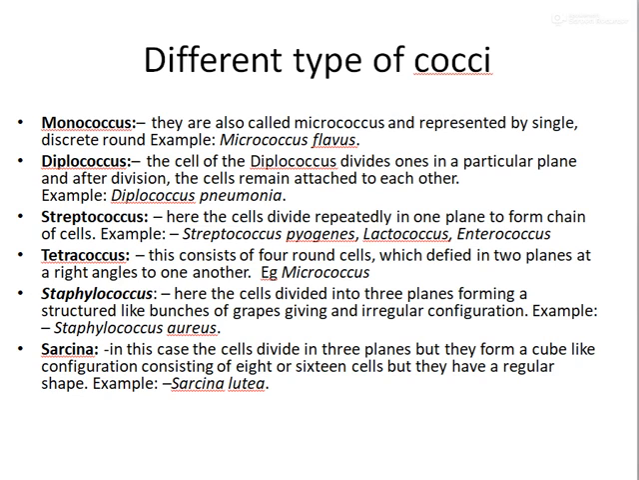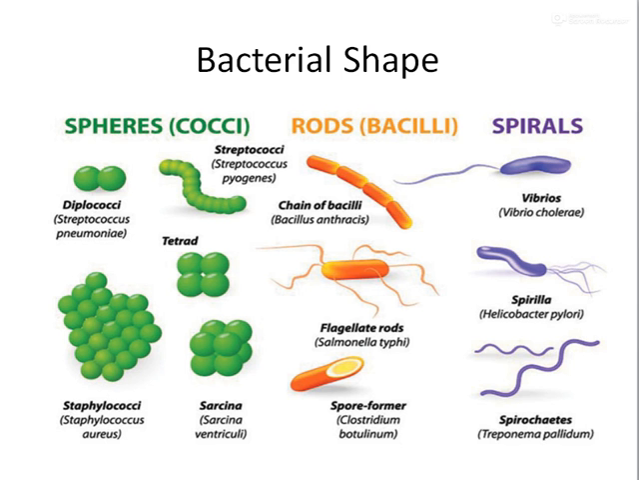And sometimes they divide in three planes and form a cube-like configuration consisting of 8 or 16 cells together, which have a regular shape. Example, we have Sarcina. So with the basic shapes which they have, the cocci itself will arrange and divide in different ways, providing different shapes to the bacteria. So you can have monococcus, some bacteria found as diplococcus, some as tetrad, some as sarcina, consisting of 8 cells, or sometimes the cocci can be arranged in the form of chains or in the form of grape-like structures, as we have seen in Staphylococcus.